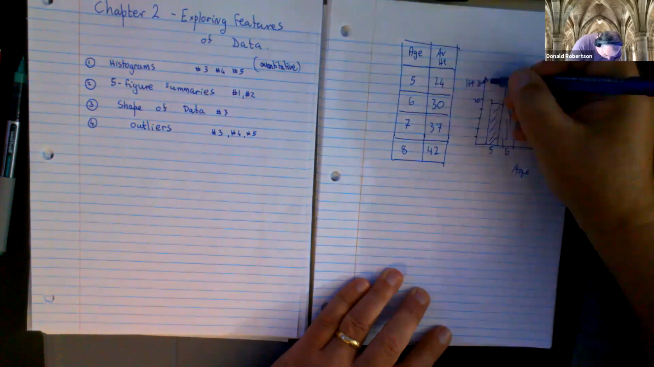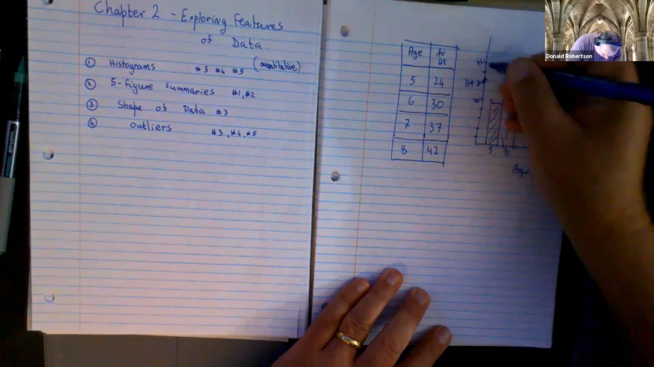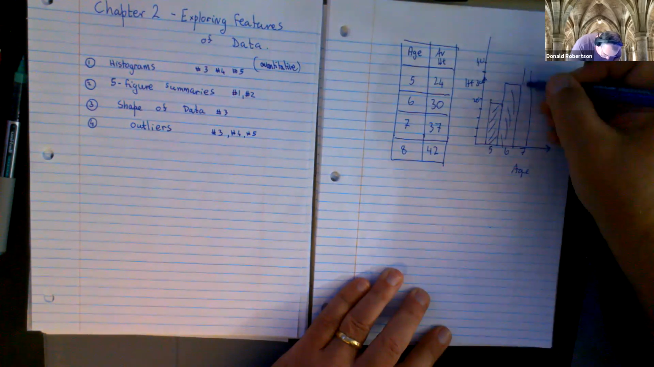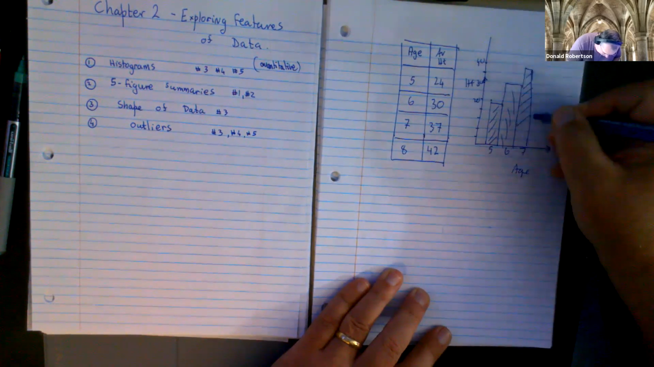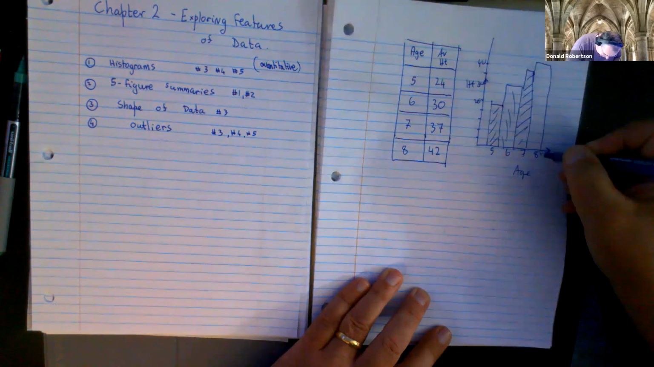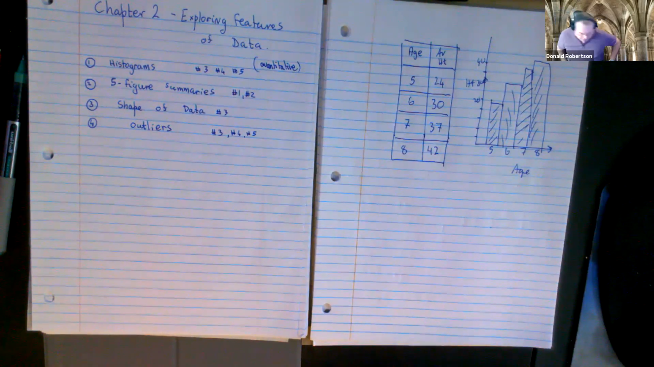Need to keep going. 7-year-olds, 37, it's about here. And lastly, 8-year-olds is 42, which is about here. What you're looking at here is called a histogram.